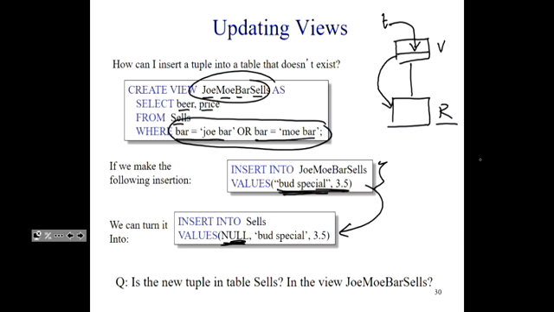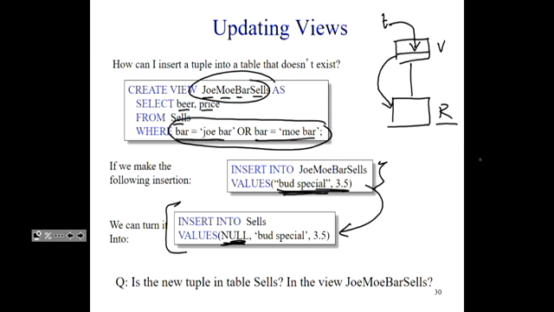Now, there's something really funky that happens. I've gone and inserted something into the view, and this tuple has been pushed all the way to the base table. So that's good. But let's answer the following question. Is this new tuple in sells? Yes, it's been pushed down to the base table. Once I've inserted into sells, it's obviously part of sells.